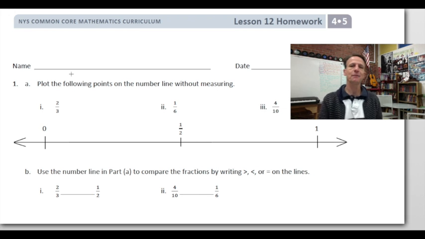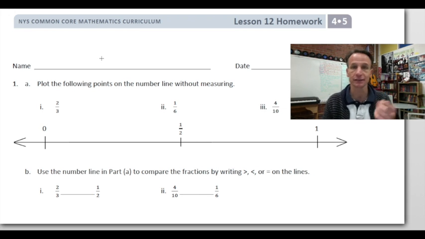It's homework time. Yes, happy homework time is here yet again. All right, lesson 12. It's a good one.